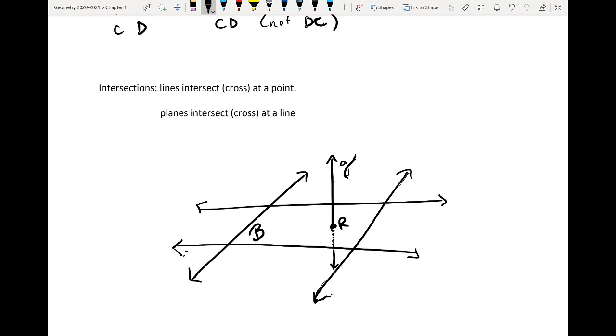So we have plane B. Plane B contains point R, and line G intersects it, but it is not coplanar. So line G is non-coplanar to plane B.